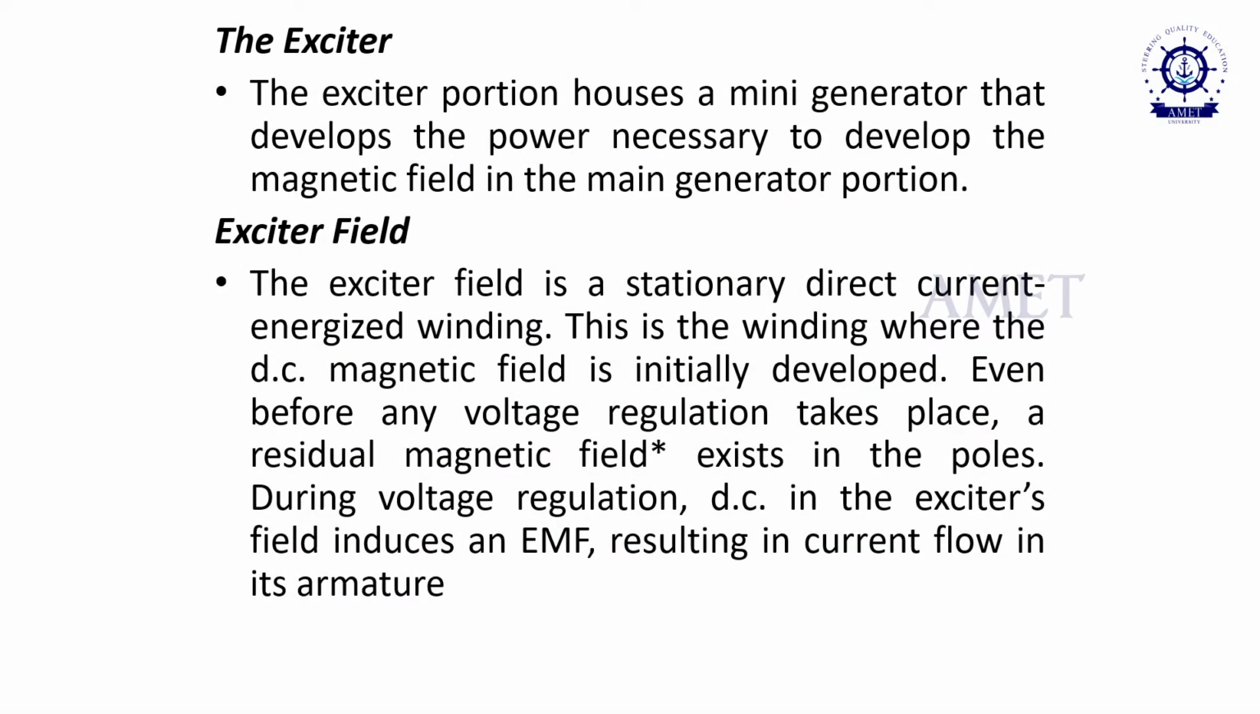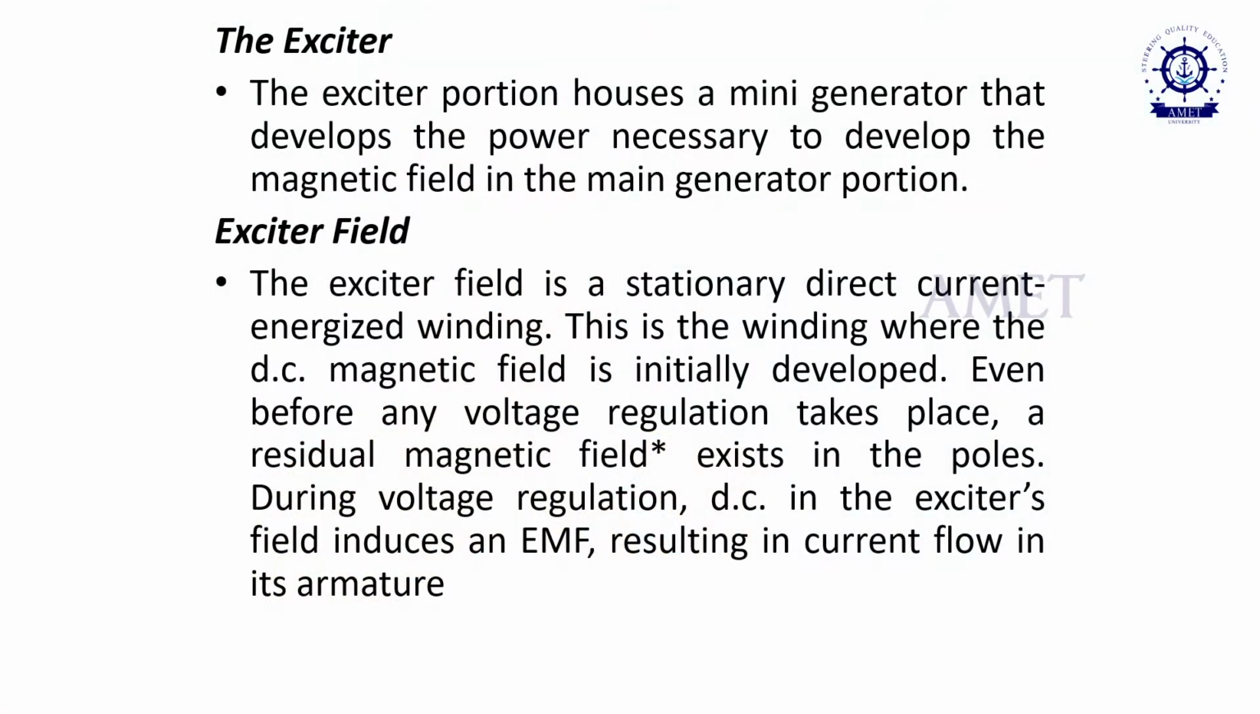The main parts of brushless alternators include the exciter. The exciter portion houses a small mini generator that develops the power necessary to develop the magnetic field in the main generator portion. As we discussed earlier, this mini alternator also has a stator and rotor. EMF is developed in the rotor. That EMF will be rectified and given to the field winding of the main alternator.